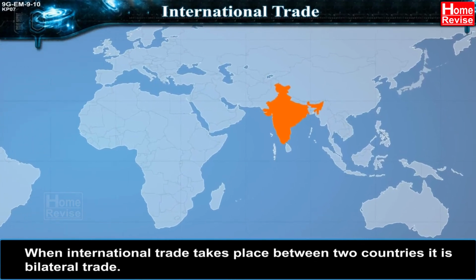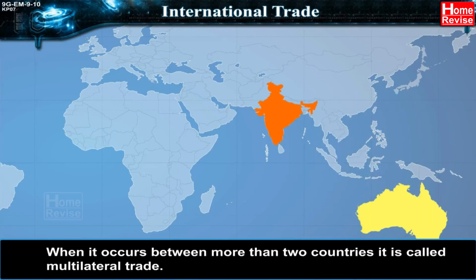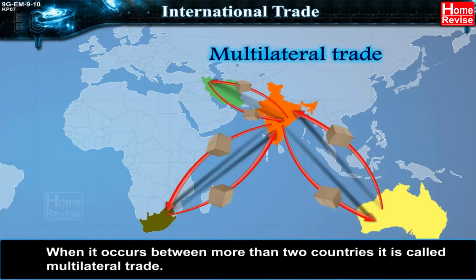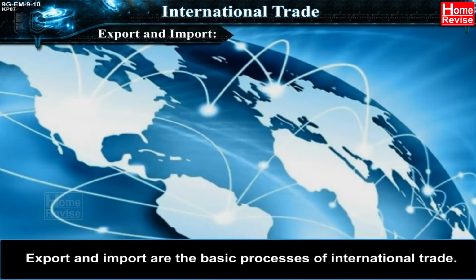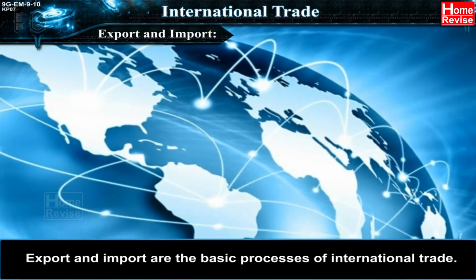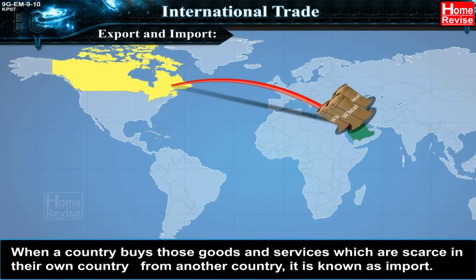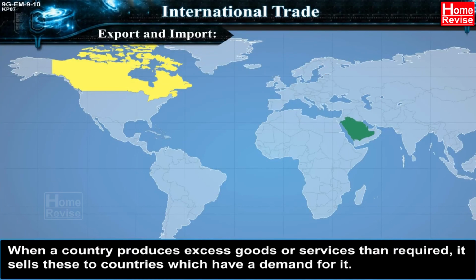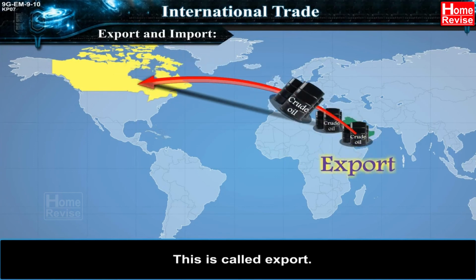When international trade takes place between two countries, it is bilateral trade. When it occurs between more than two countries, it is called multilateral trade. Export and import. Export and import are the basic processes of international trade. When a country buys those goods and services which are scarce in its own country from another country, it is known as import. When a country produces excess goods or services than required, it sells these to countries which have a demand for it. This is called export.